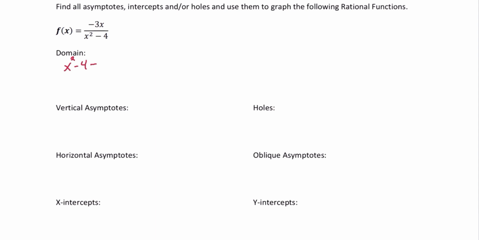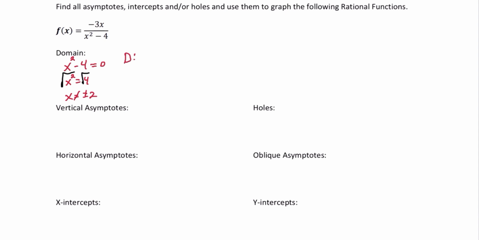x squared minus 4 equals 0. We'll add 4 to both sides. Take the square root of both sides. And we see that x is equal to plus or minus 2. Or we can actually say not equal to, since those are restrictions.